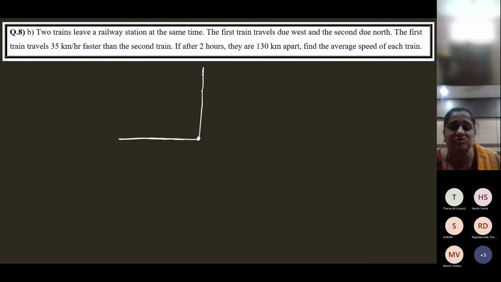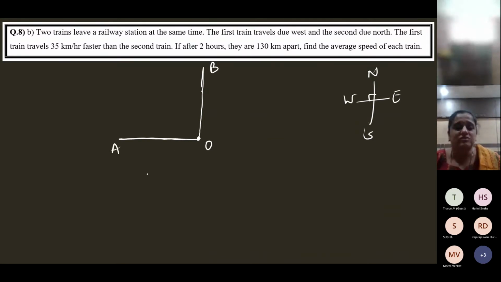And you know that the directions north and west are perpendicular to each other. So these two line segments are perpendicular to each other. Now, if I call this O, this one A and this one B, this is the first train, this is the second train. So you have a right angle here. OA and OB are the distances covered by the two trains.